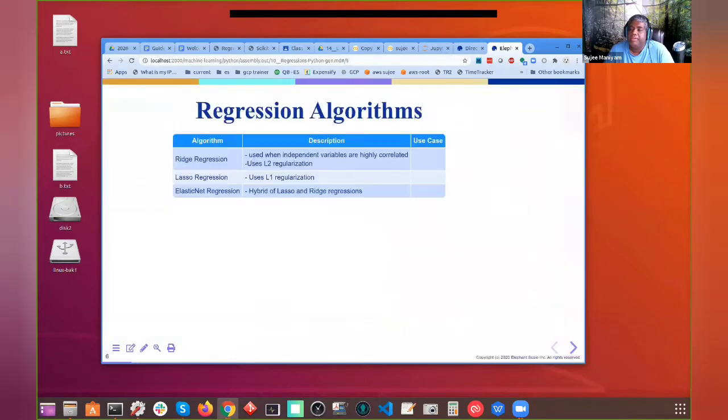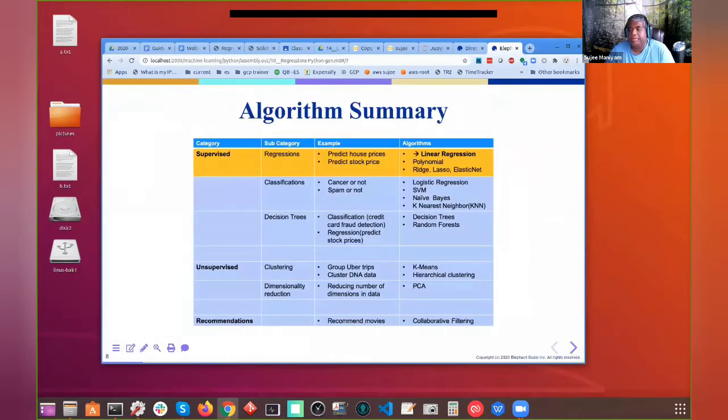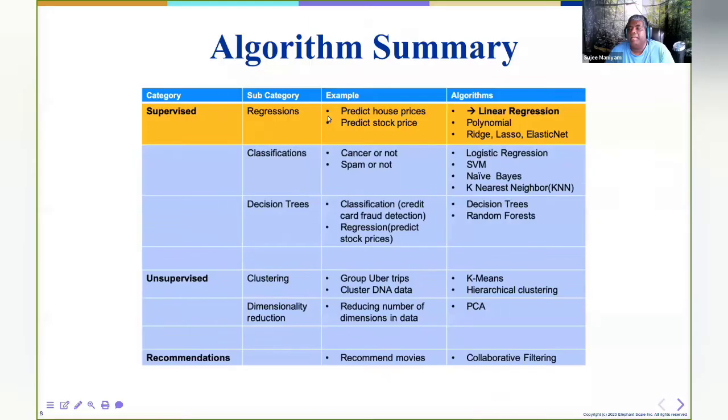So, okay, let me start with regression. Again, look at the algorithm. This is like an algorithm chart, I call it an algorithm map. So we are using supervised algorithms. You know what they are, meaning they involve training. And we're going to look at the regression subcategory, and then these are some of the algorithms we are going to look at.